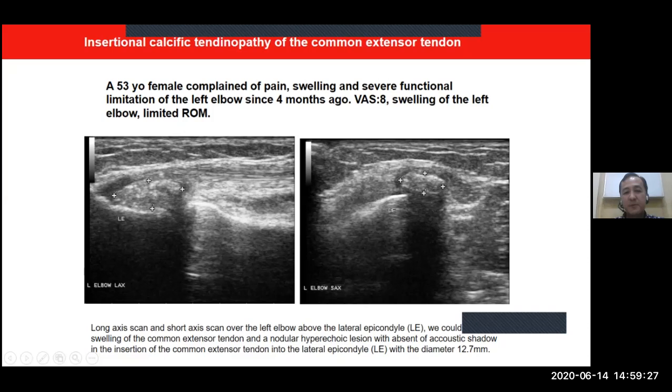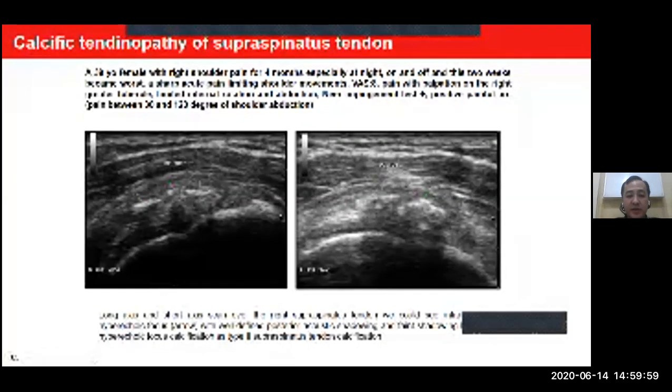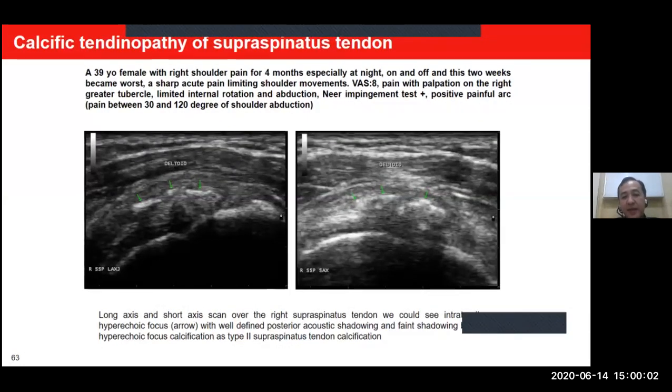So sometimes we just diagnose with a tennis elbow or tendinitis or tendinopathy, but we don't know whether in the tendon there is a calcification or there is a tear there. So ultrasound is very important here. But if we know with the ultrasound there's a big calcification here, we can use the shockwave more precisely. This is another example of the calcific tendinopathy of the supraspinatus tendon with the ultrasound. We can know the stage of the calcification, the form of the calcification, and then we can do the shockwave more precisely.